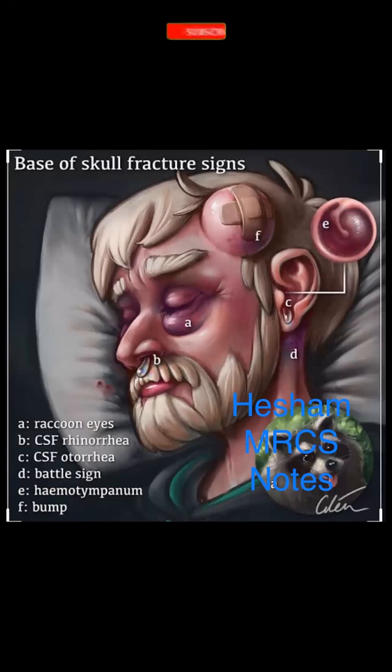Okay, I shared now a picture of a fracture of the base of the skull. A very important picture. The patient will present with raccoon eyes and CSF rhinorrhea and otorrhea from the nose and ear. Then Battle's sign, where there is ecchymosis over the mastoid process, hemotympanum behind the drum, or even blood passing through the ear, and the presence of a bump over the skull due to blood accumulation.